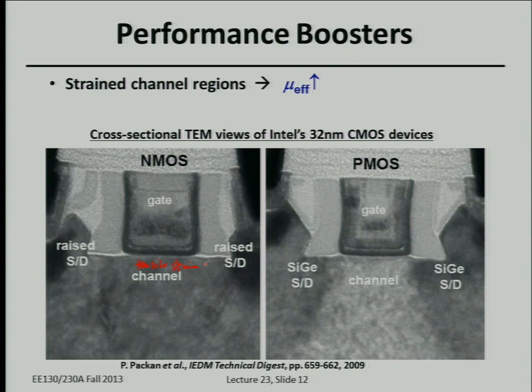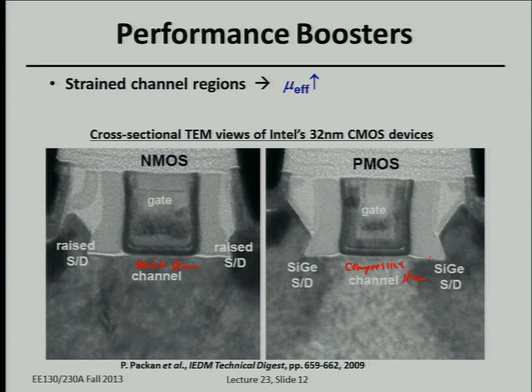Okay, but what about holes? How does the mobility of a hole, which moves from one covalent bond to another, change if you stretch atoms farther apart? Decreases. So in the channel of a PMOS device, they actually introduce compressive strain. They force the atoms to be closer together, so it's easier to move from one covalent bond to another.